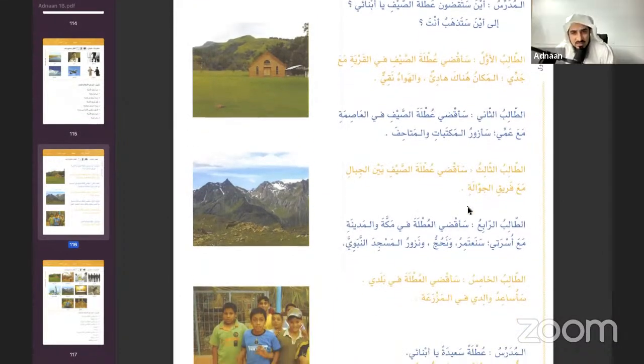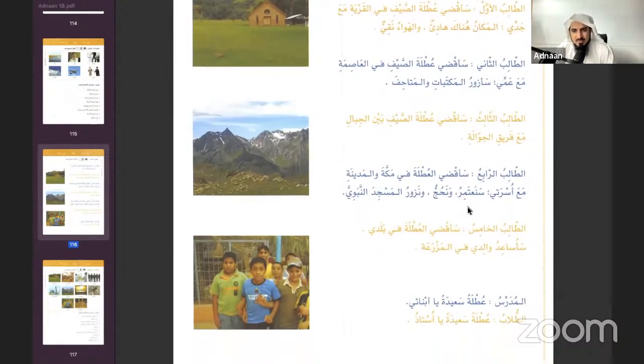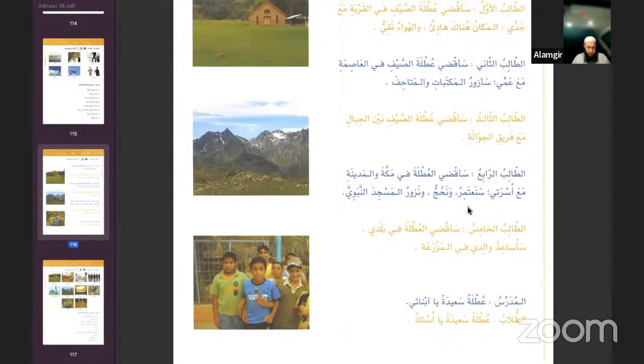I'll spend the summer holidays in the mountains with the scout team. The scout team is like a team that moves around, roams around, hikes, etc. Carry on. I will spend the holidays in Mecca and Medina with my family.